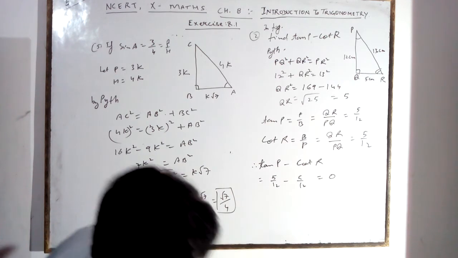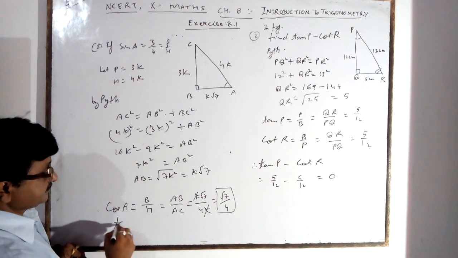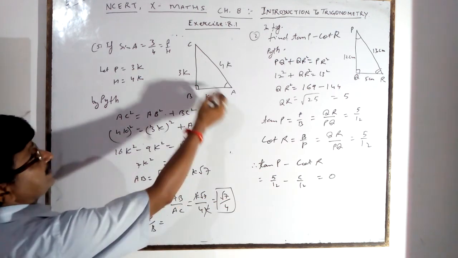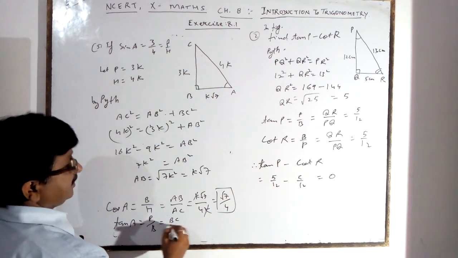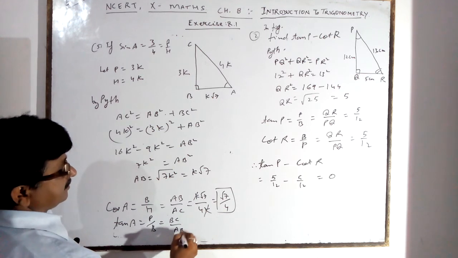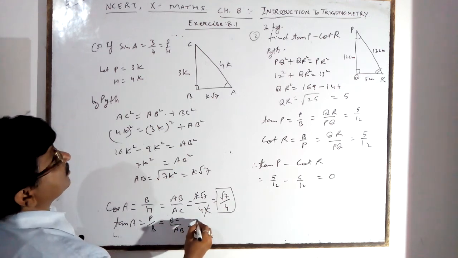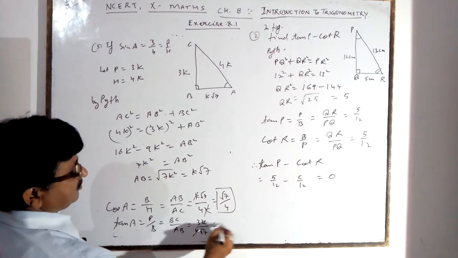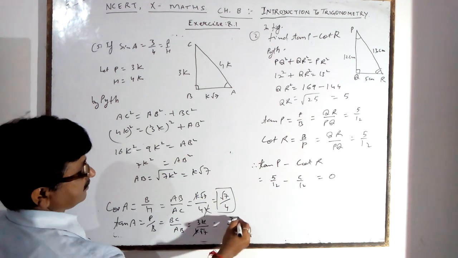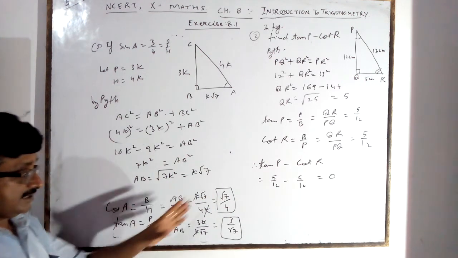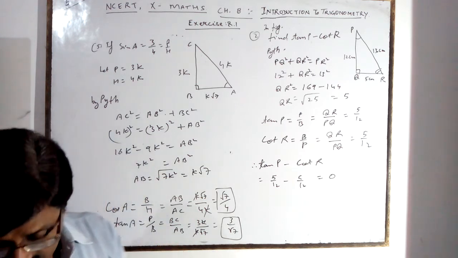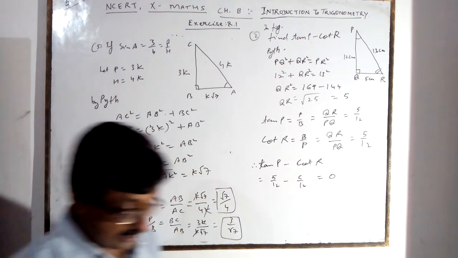Next, tan A. Tan A is equal to perpendicular upon base. For angle A, perpendicular is BC and base is AB. So 3K by K root 7. Again K cancels, and you get 3 by root 7. So there are two answers, root 7 by 4 and 3 upon root 7. By this you can solve the other questions also.